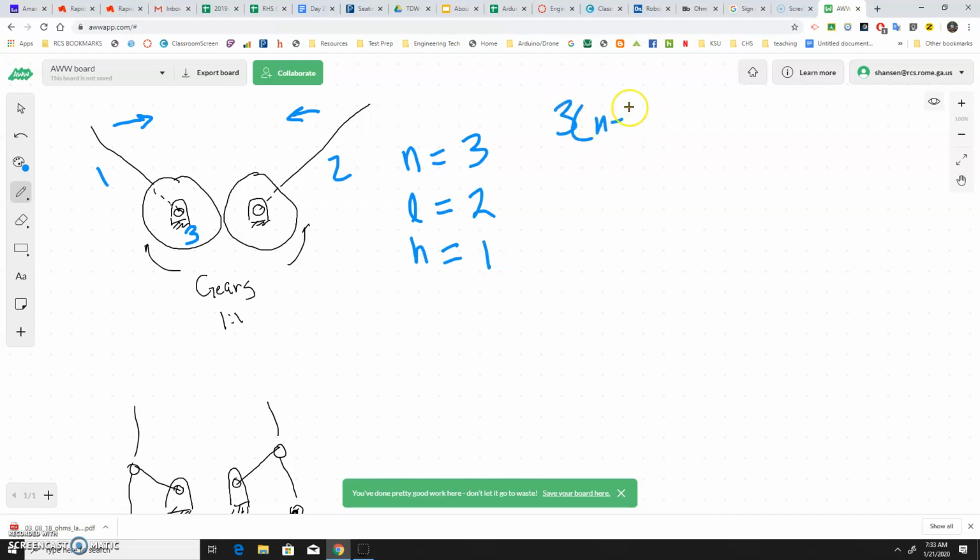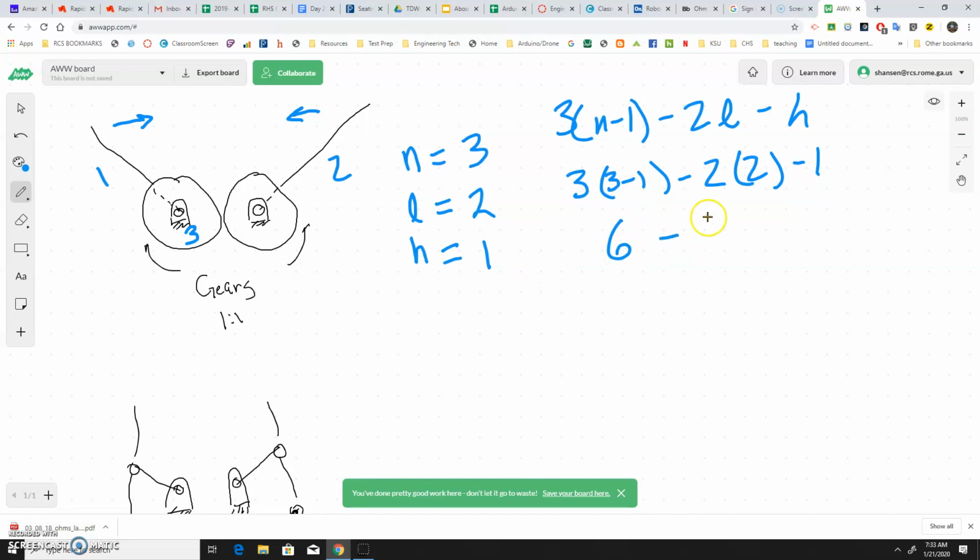So if we write out Grubler's equation, I'm sure everybody remembers that. You got 3 times n minus 1, minus 2 times L, minus h. And so just plugging in numbers, I've got 3 minus 1, times 3, minus 2 times 2, minus 1. 3 minus 1 is 2, times 3 is 6, minus 2 times 2 is 4, minus 1. 6 minus 5 is, of course, 1 degree of freedom. And so now I know that the degree of freedom that I expect from this mechanical device does in fact match what we get from the mobility equation.